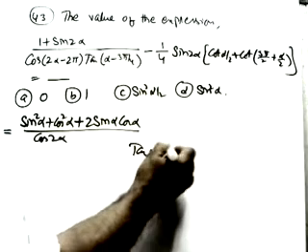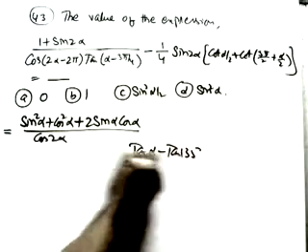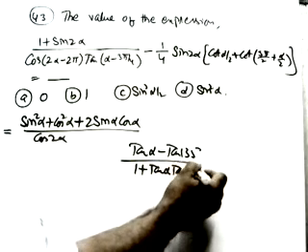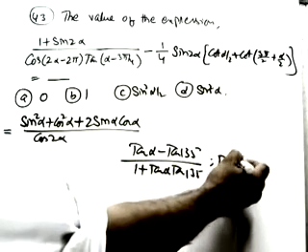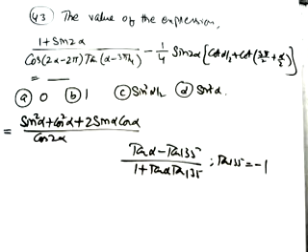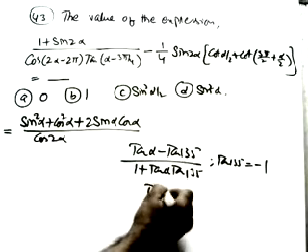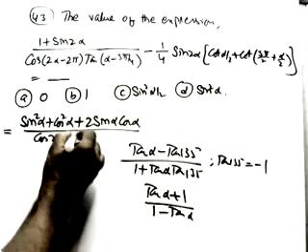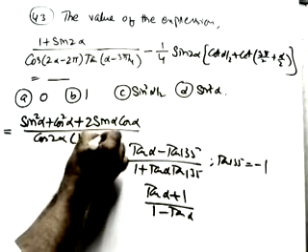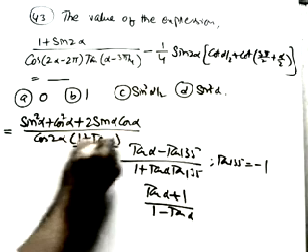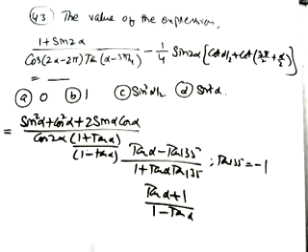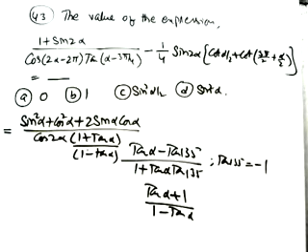Now suppose this is tan A minus B. Tan A minus B is tan A minus tan B divided by 1 plus tan A tan B. Now see here, tan 135 is in the second quadrant, minus 1. So this will become tan alpha minus 1 is plus 1 divided by 1 minus tan alpha. So let me write like this: 1 plus tan alpha divided by 1 minus tan alpha. One after one, now we have solved the first term.